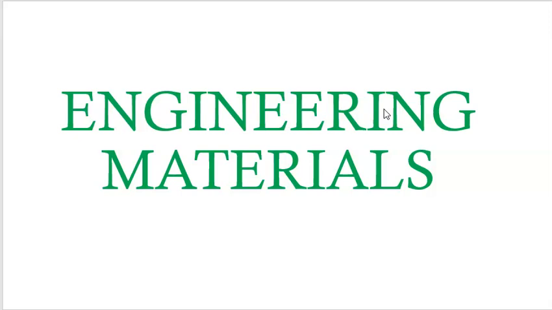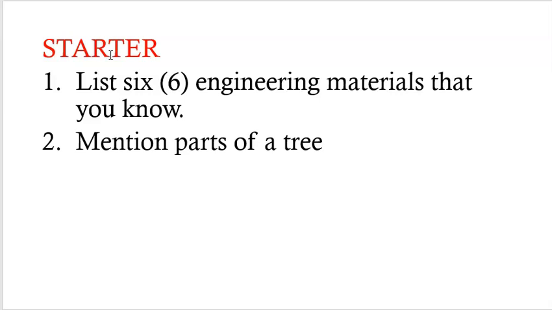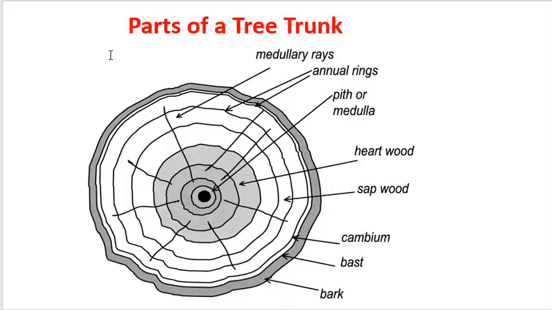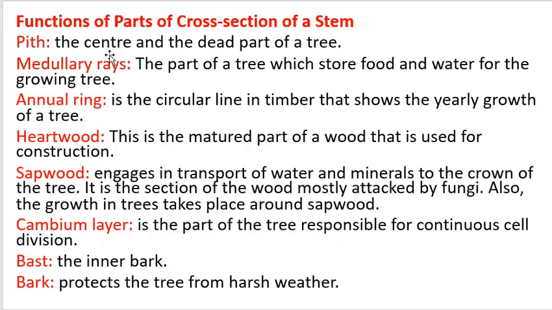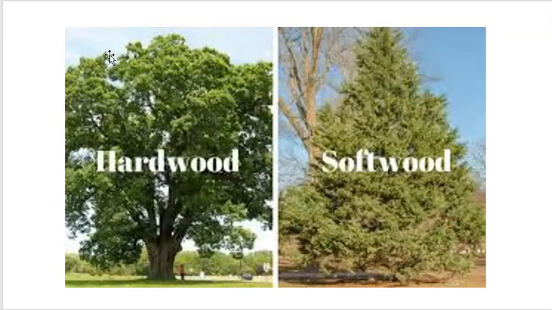In part 1 of properties of wood, I've already spoken about engineering materials. I've spoken about the 6 of them: wood, metal, ceramics, rubber, plastic, and glass. Then parts of the tree trunk, then the functions of those parts, then properties of 2 types of wood. We use their properties to differentiate them.